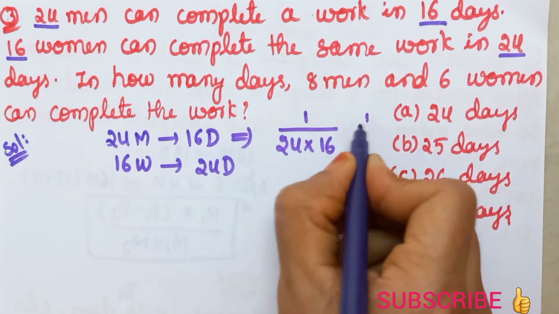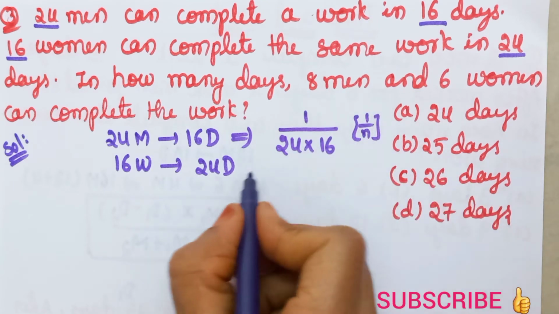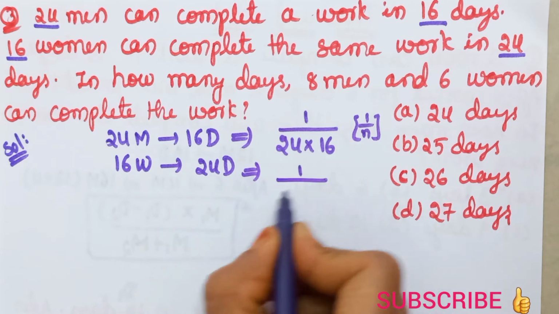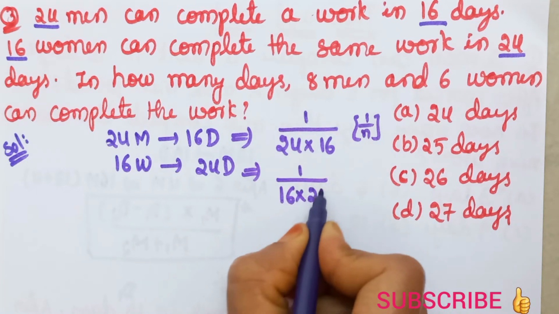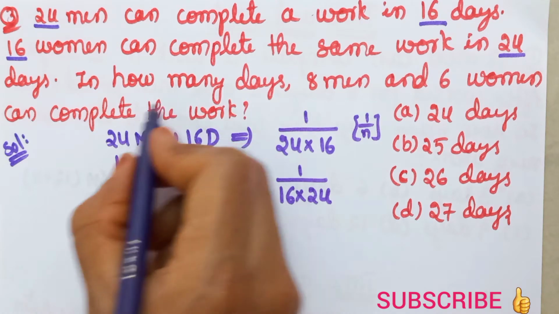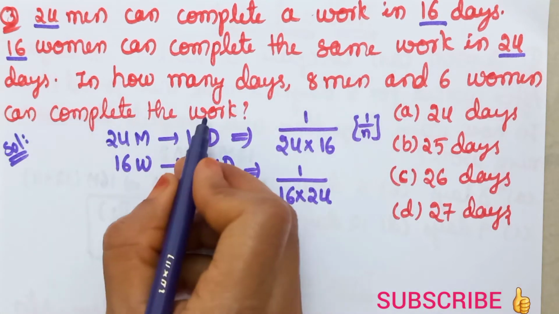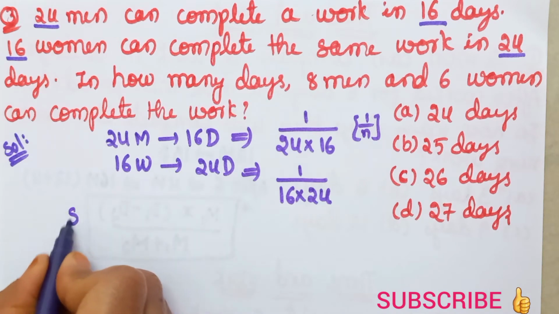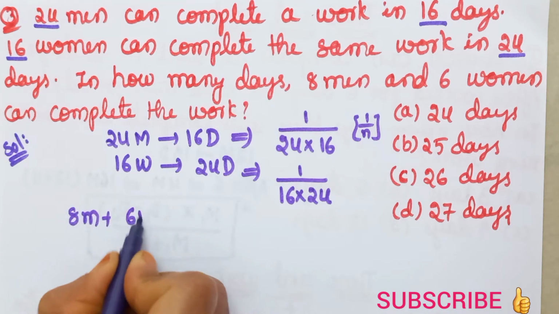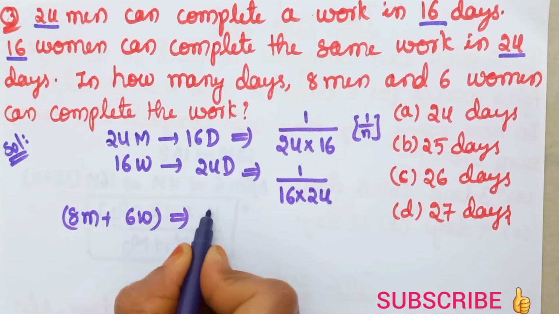This we already know, that is the 1 by n formula. And similarly, 1 day's work of a woman is nothing but 1 by 16 into 24. And then in how many days can 8 men and 6 women complete the work? That was the question asked. So, 8 men plus 6 women can complete in how many days?